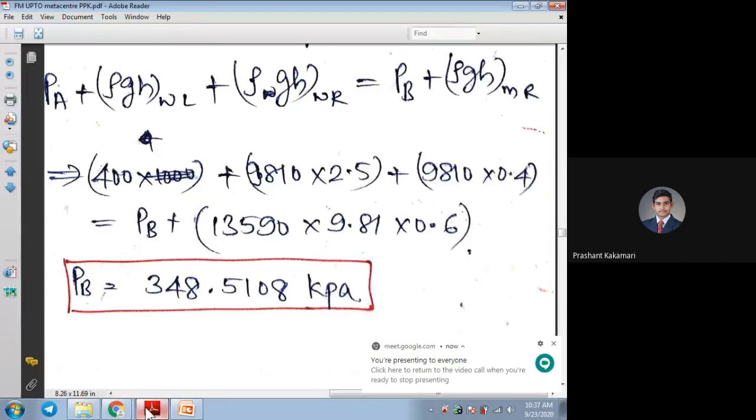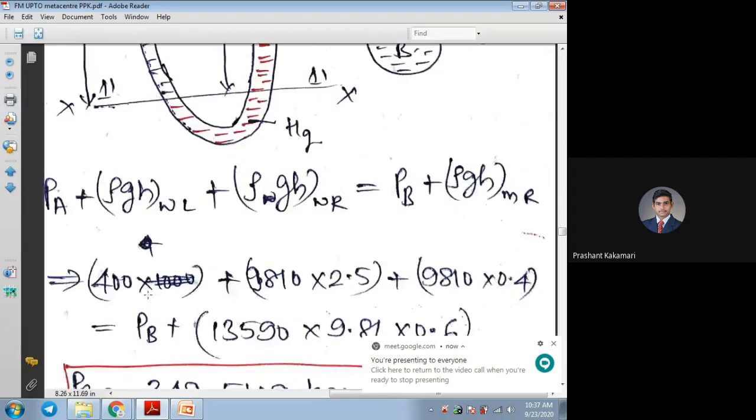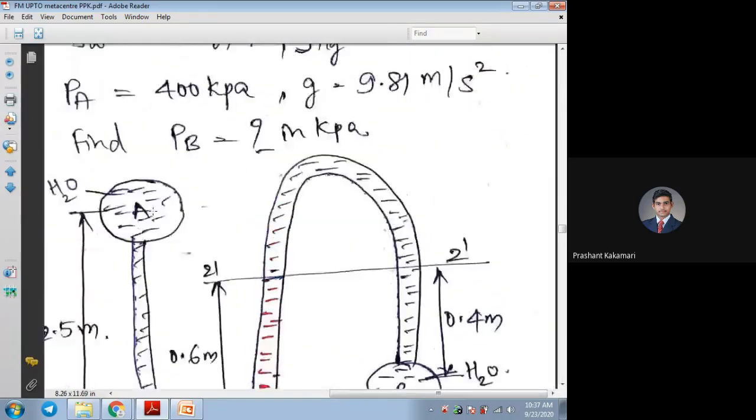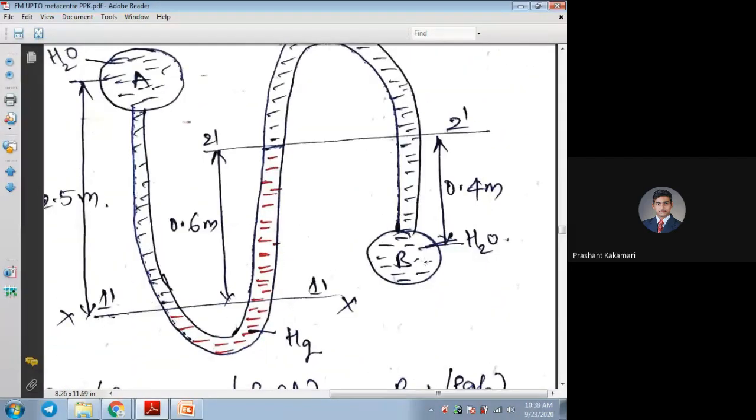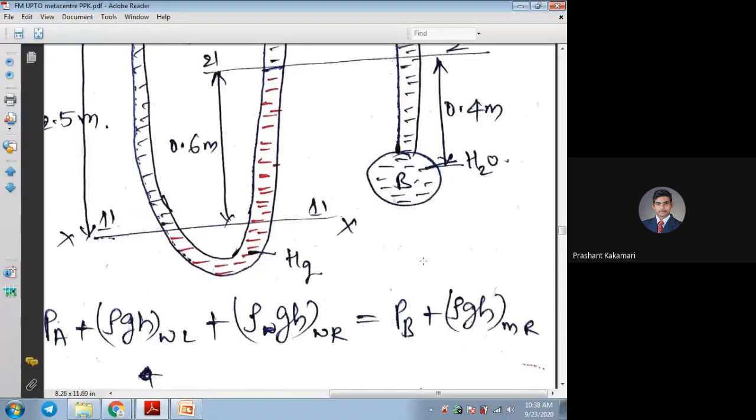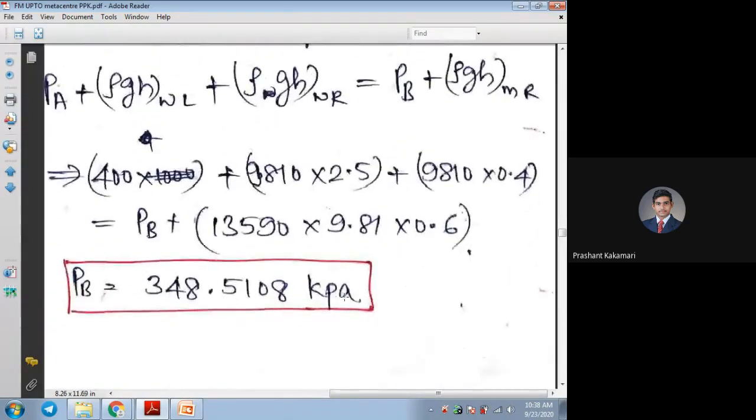Check the answer. PB is lower than PA as per the sketch. Yes, PA is 400, so PB should be less than 400. That is one general conclusion, but how much less, we need to find out. And now, can anyone tell me from this example whether this PB is gauge pressure or absolute pressure? What PB we have found out, or PA which is given, whether it is gauge pressure or absolute pressure.